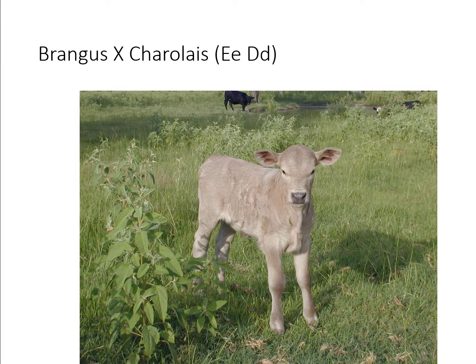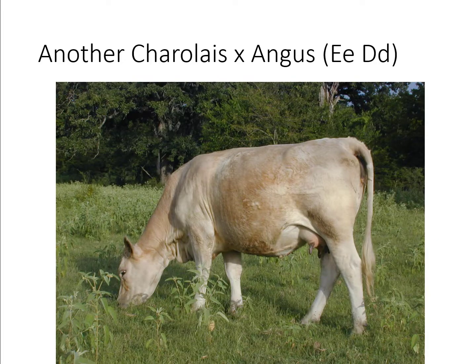So for this one, we have a Brangus Charolais cross. So we still have a big E and a big D. So the dilution, or the big D at the dilution locus, is diluting our black base color to give us the smoky color you see on this cow. And this is another Charolais Angus cross. So again, there's always going to be variation in the pigmentation on our animals, even when they have the same genotype at the different loci.